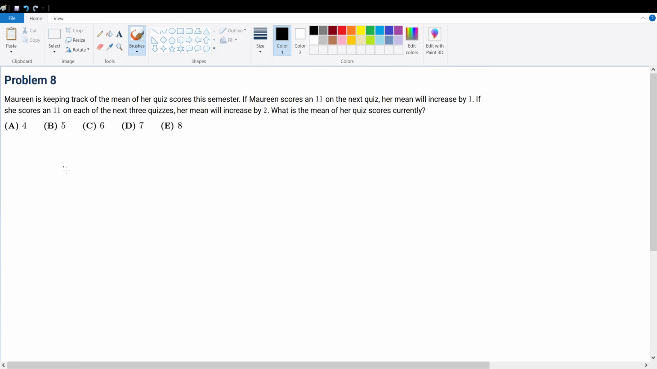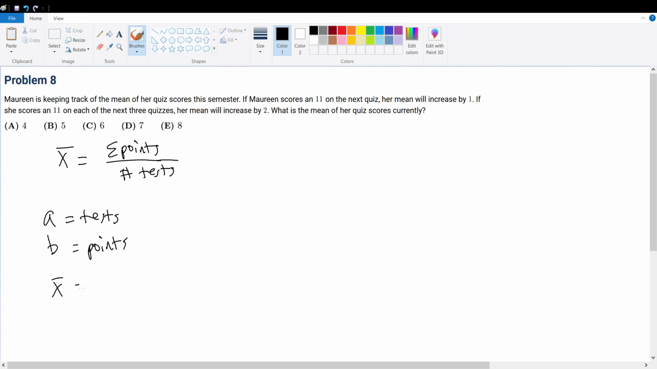So how do we find the mean? The mean, abbreviated by x bar, is the same thing as the summation of all her points divided by the number of tests. So let's say that currently she has taken A tests, and she has scored B points on all those tests. Therefore, her current average is B over A by this definition.